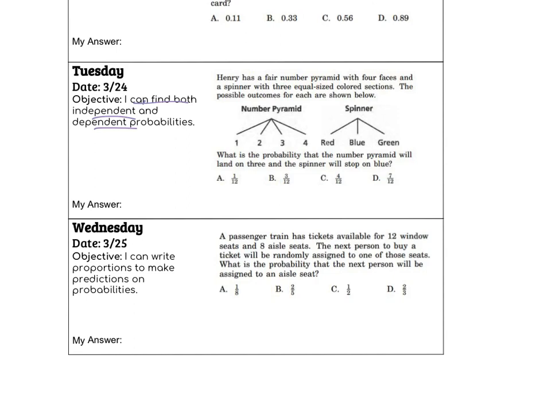So this is an independent event because whatever happens on the number pyramid doesn't affect what happens in the spinner. So the probability that the number pyramid will land on 3 is 1 out of the total of 4 sections times spinner, blue, 1 out of 3, 3 sections. So 1/4 times 1/3 is 1/12, which is letter A.